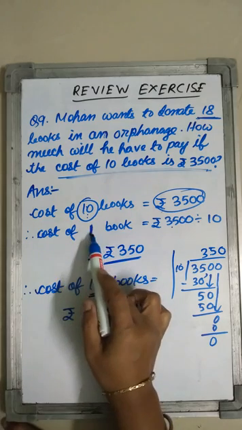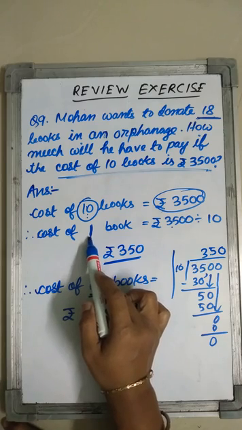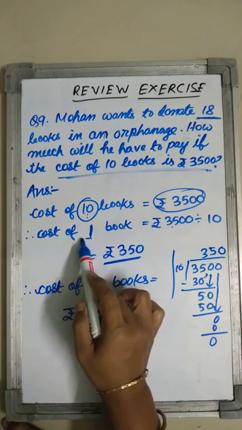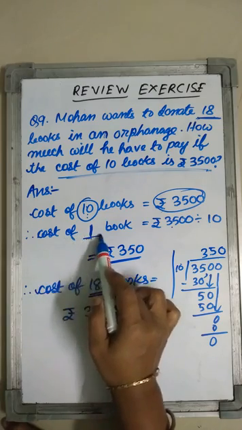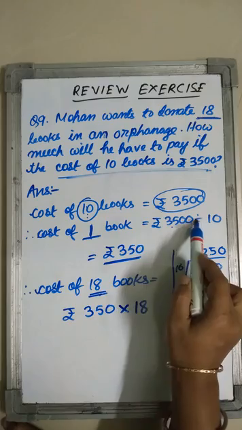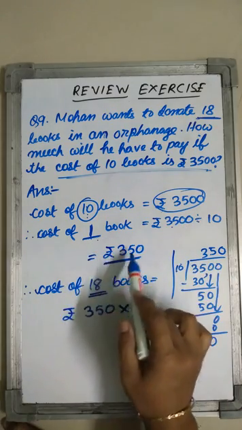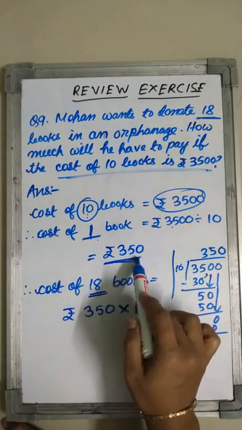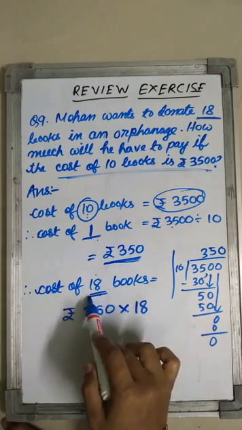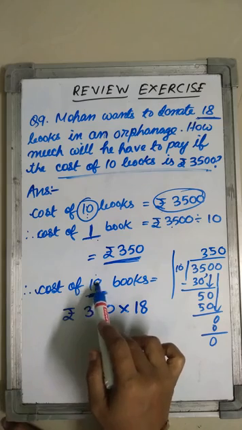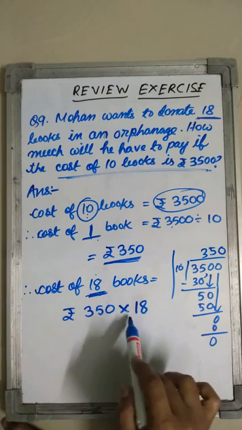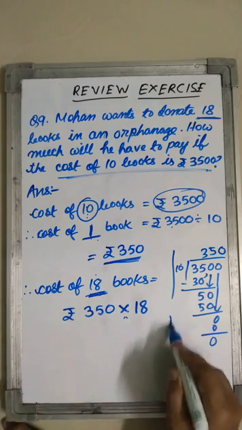This was bigger. We had to find the value of a smaller number. That means we have to find the cost of one book, so we divided. Here we have got the price of one book. Now we have to get the price of more books. More means multiplication. You remember this?